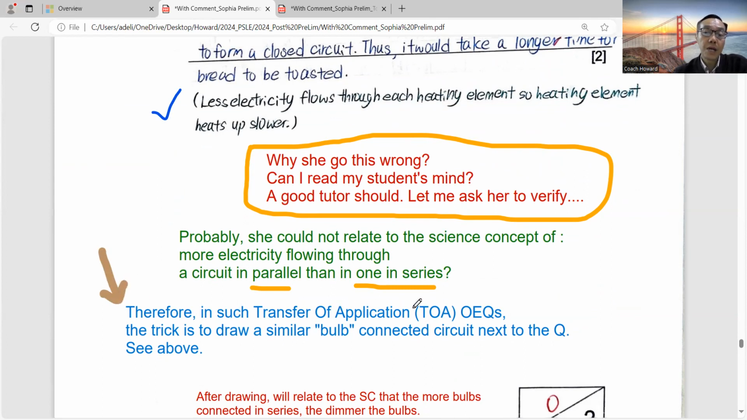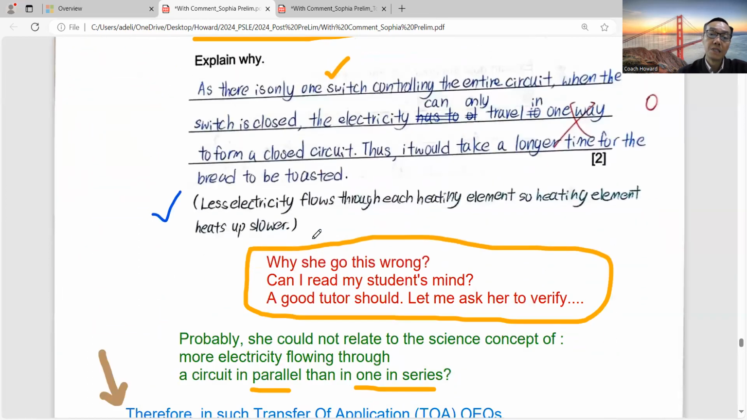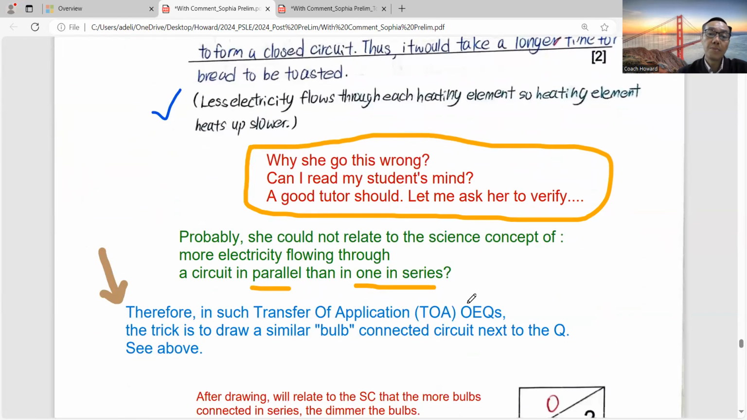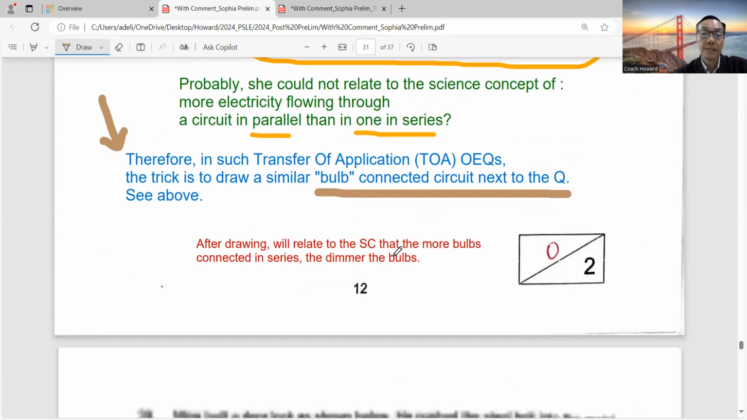This I call a transfer of application question. That means you have learned this concept well, right? The more bulbs connected in series, the dimmer the bulbs become. So you notice you have learned this concept before, and you transfer it to a different situation. Therefore, I call this transfer of application. So the trick is to draw a similar bulb circuit next to the question, which I have drawn here. Then you make the comparison.